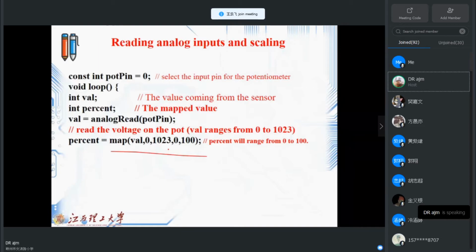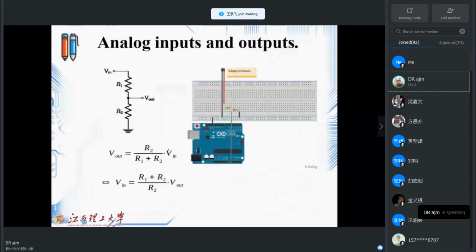Okay, as I tell you, most of the sensors are performed in the form of varying resistance.